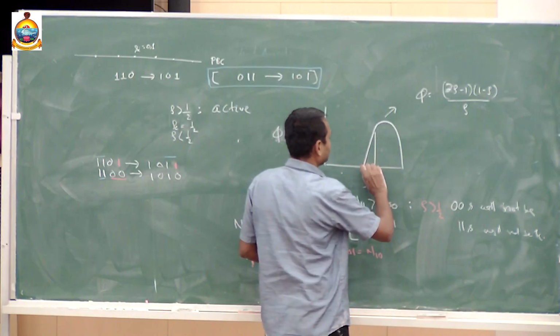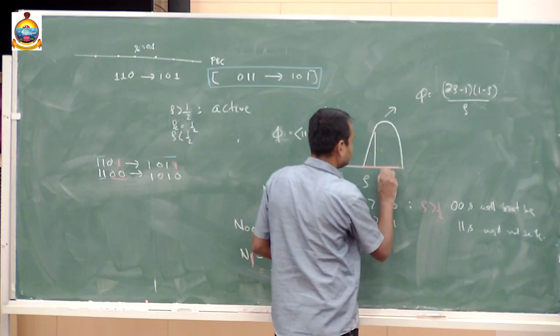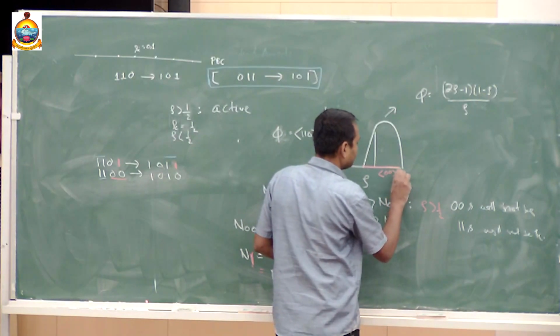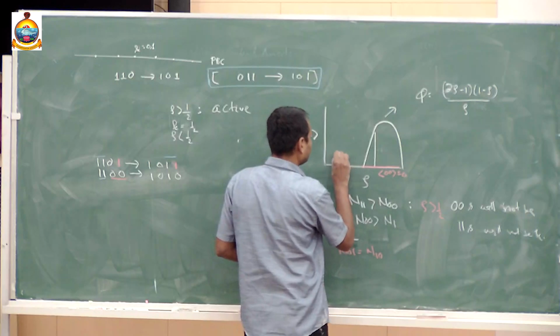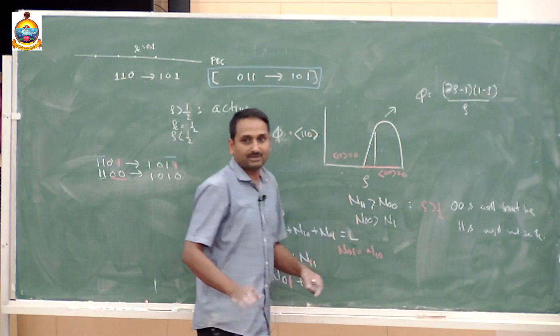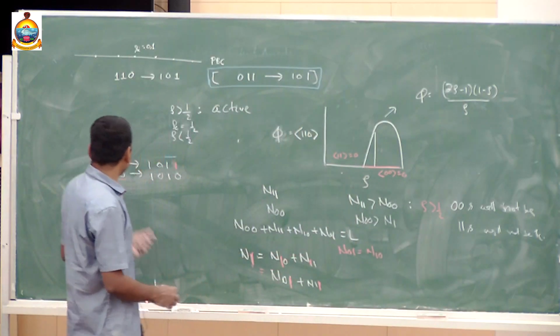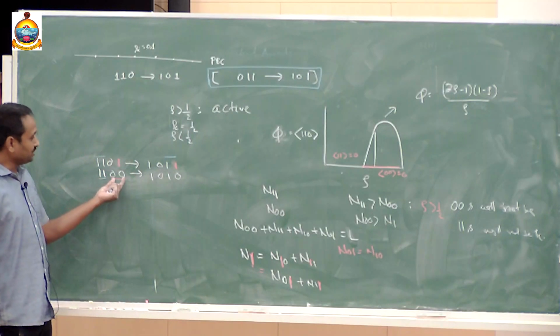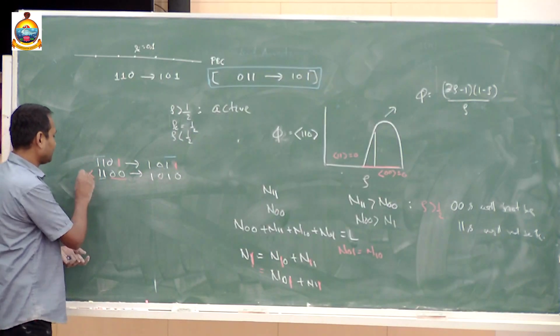So in this situation, density greater than half, this zone, that is 0 0 equal to 0, and on this side 1 1 equal to 0. There will be no 1 1s here. Now let us look at this equation. If 0 0 equal to 0, then this dynamics is not there at all, right?